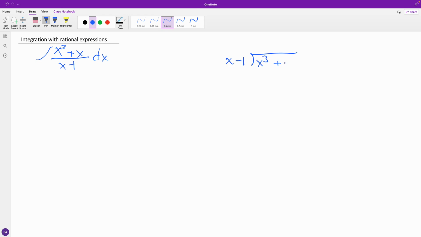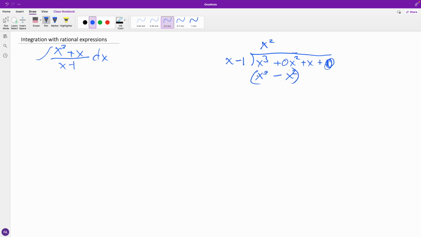We're missing the squared term, so I'm going to write x cubed, plus 0x squared, and then plus x, and then plus 0, because those are the pieces that we're missing, so we have to keep those placeholders. So x goes into x cubed x squared times, which gives me x cubed, and then x squared times 1 gives me minus x squared.